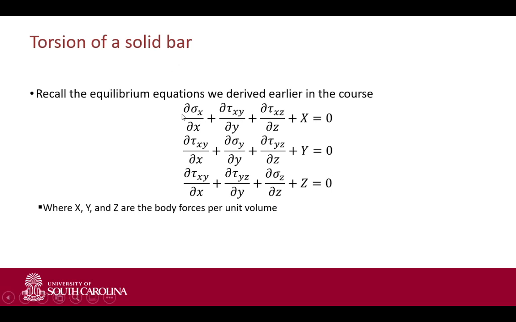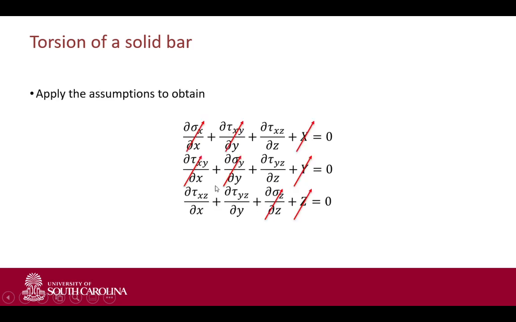So basically, in this equation, we can knock out sigma x, tau xy, sigma y, and sigma z out of it, and x, y, and z as well. And if we do that, we basically remain with three equations stating that the derivative of tau xz with respect to z is equal to 0, and the derivative of tau yz with respect to z is equal to 0. And in addition, we know that the derivative of tau xz with respect to x plus the derivative of tau yz with respect to y is equal to 0 as well.